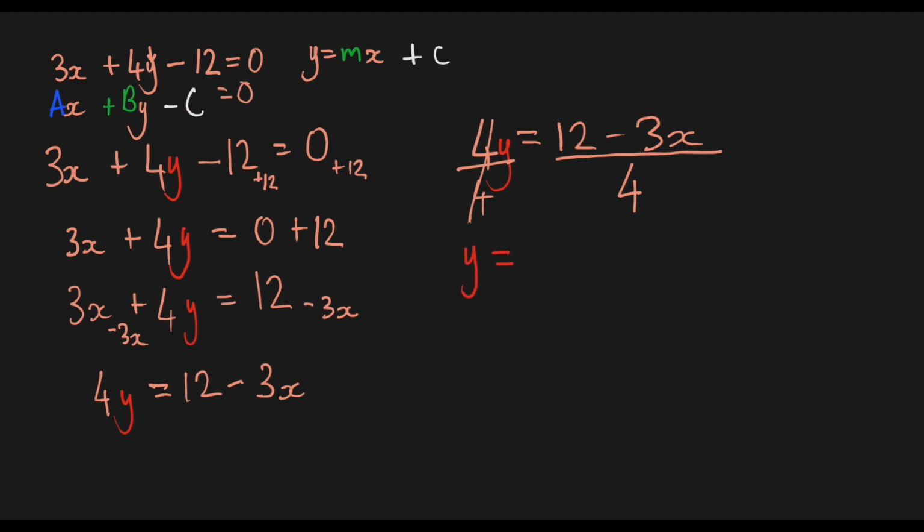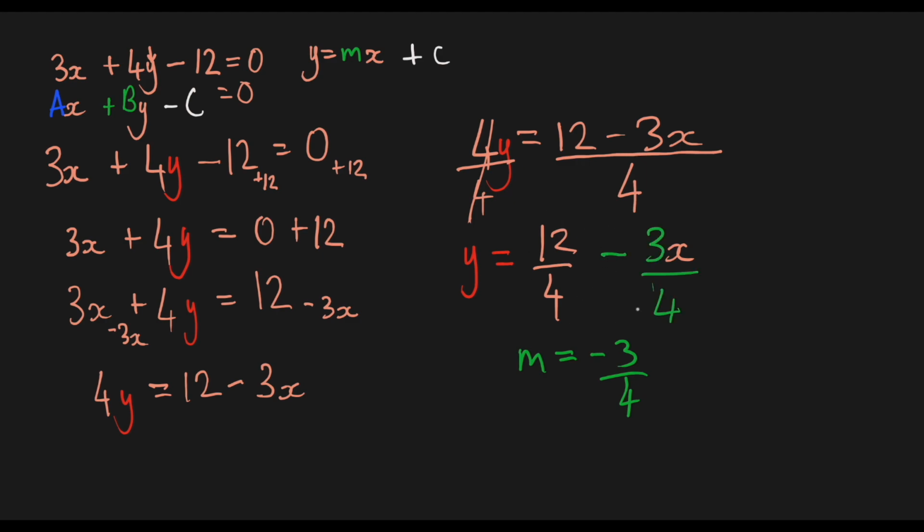Now literally this that we have here, we could split into two separate things. So then we could have 12 over 4, which is this part here, and then we could have minus 3x over 4, which is this part here. And notice how I brought back this minus here. So if you look at this, we're looking at y is equal to mx plus c. And what's next to the x? We have minus 3 over 4. So m is equal to minus 3 over 4, as you can see right here, just to highlight that part.